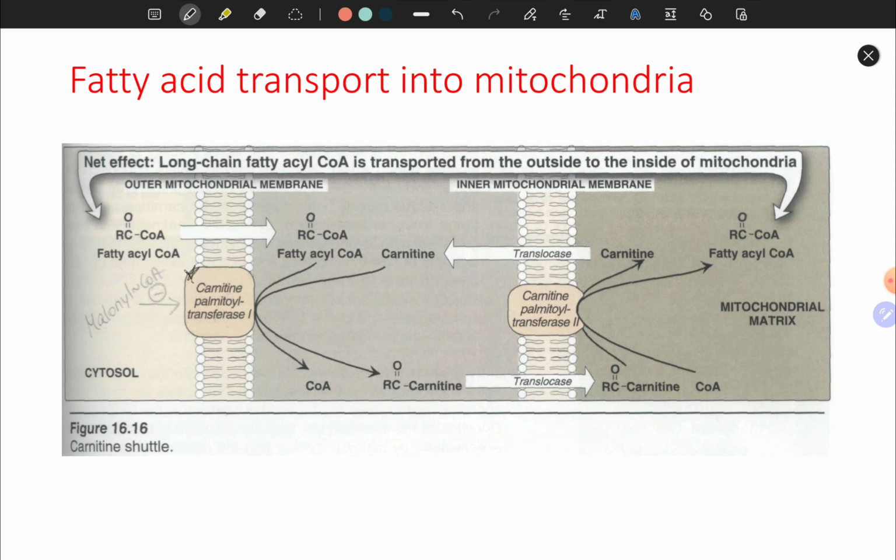It crosses the membrane, and inside the matrix by CPT2.